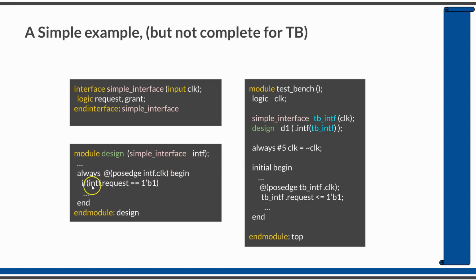So it will be like intf.request equal to 1. You can assign intf.grant equal to 1 and something like that. So you will be accessing the individual signals within the interface using a dot operator.